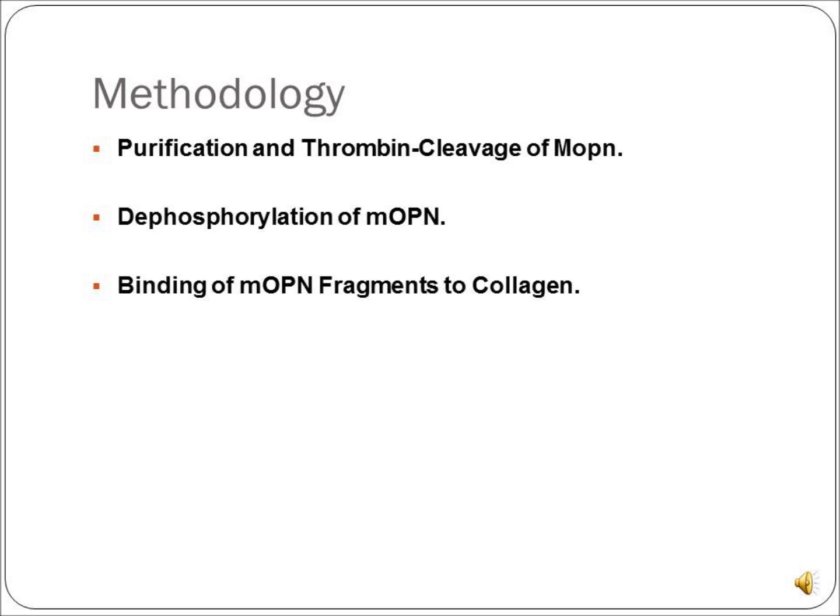The second method is dephosphorylation of milk osteopontin. Osteopontin fragments were incubated with bovine alkaline phosphatase in 10 millimolar ammonium bicarbonate at a pH of 8.5 overnight at 37 Celsius and subsequently analyzed by mass spectrometry.